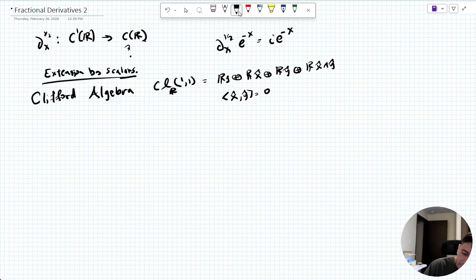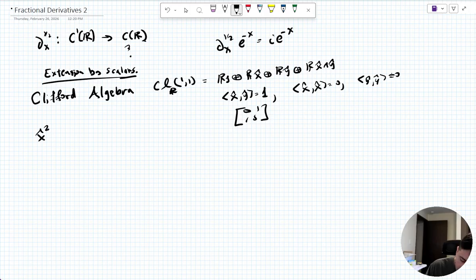No, it's equal to 1 actually. And the inner product of x and x is equal to 0, and the inner product of y and y is equal to 0, right? So in other words, the metric from the Clifford algebra is given by that. So in particular, we get that x squared is equal to 0, y squared is equal to 0, xy plus yx is equal to 1.